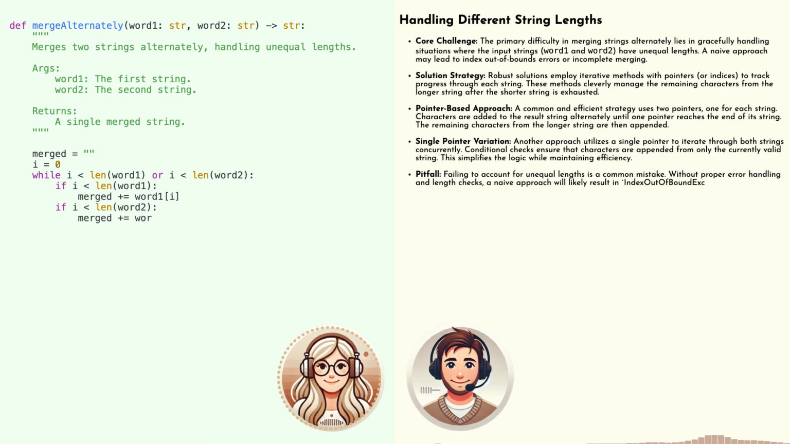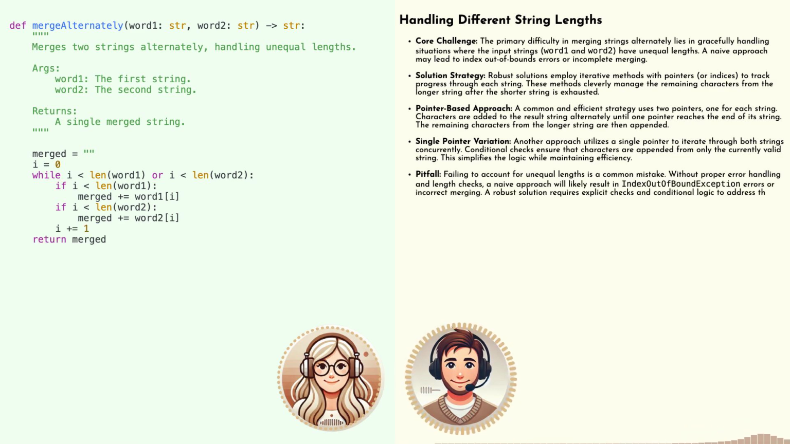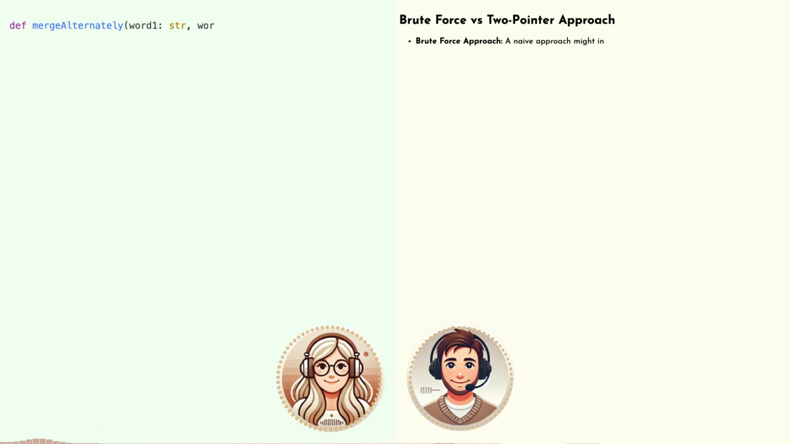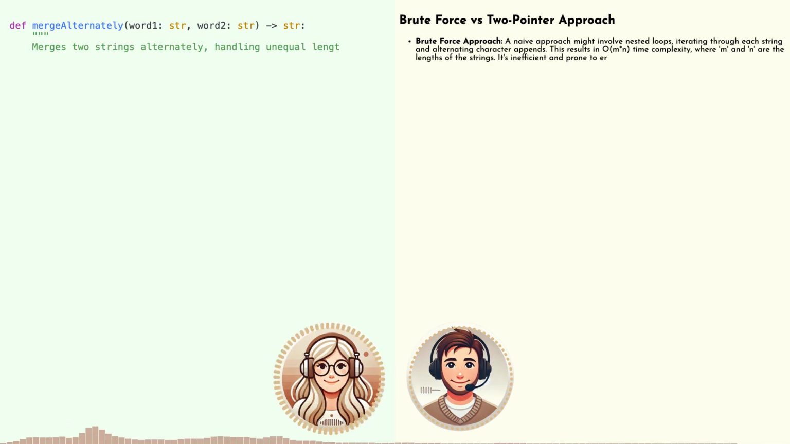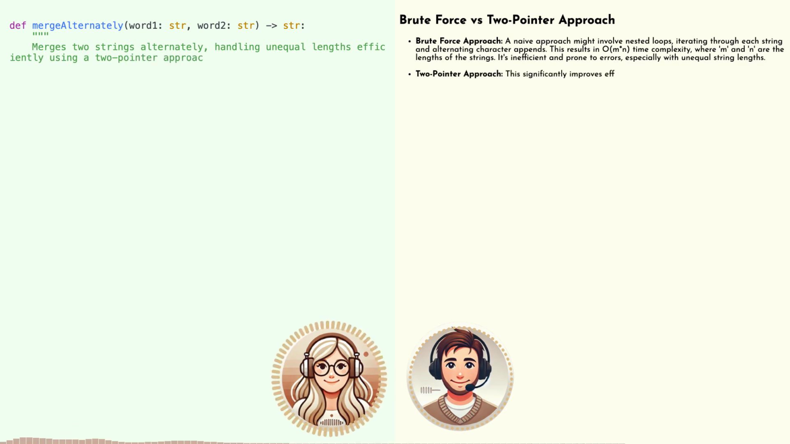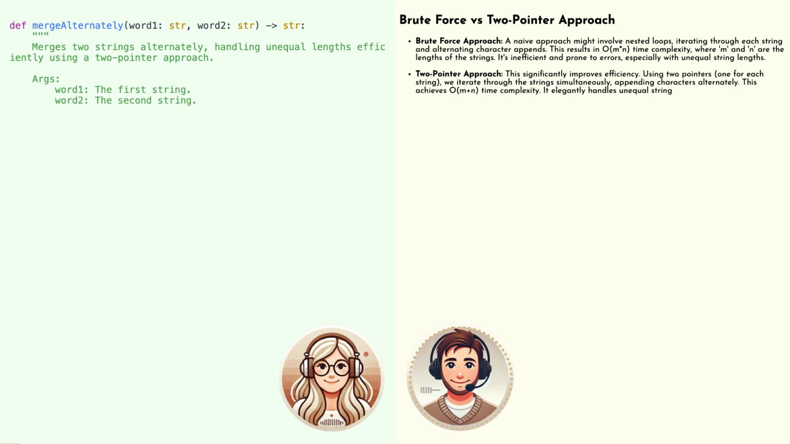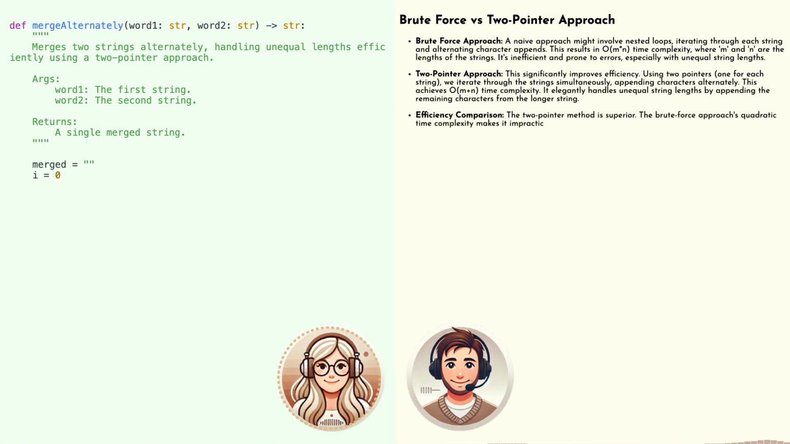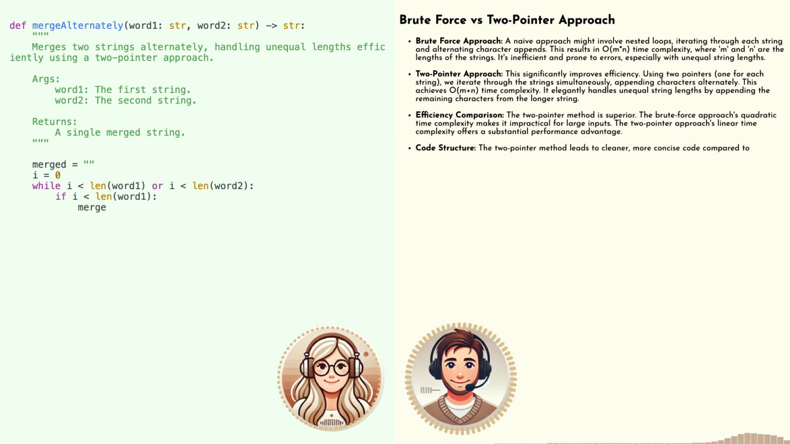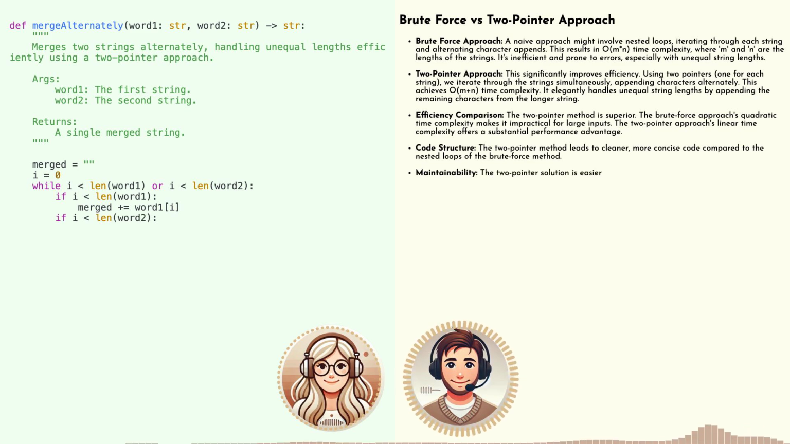That makes sense. Now, let's say you're faced with this problem in a coding interview, or maybe even a real project. What's the first approach that might come to mind? Well, I think a lot of people might be tempted to go with a brute force approach. You could try to compare the lengths of the strings first, figure out which one's longer, and then use nested loops to iterate through both strings, carefully picking out characters one by one and placing them in the new string. That sounds a bit messy, to be honest, especially if you're dealing with really long strings. There must be a more elegant way to do this.